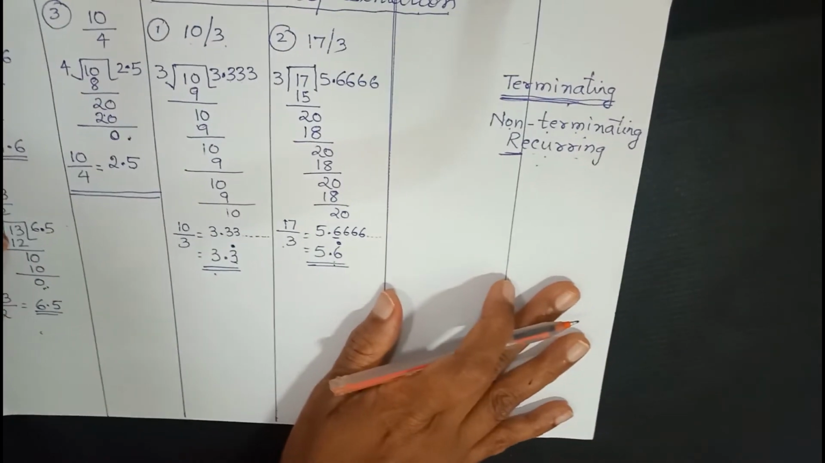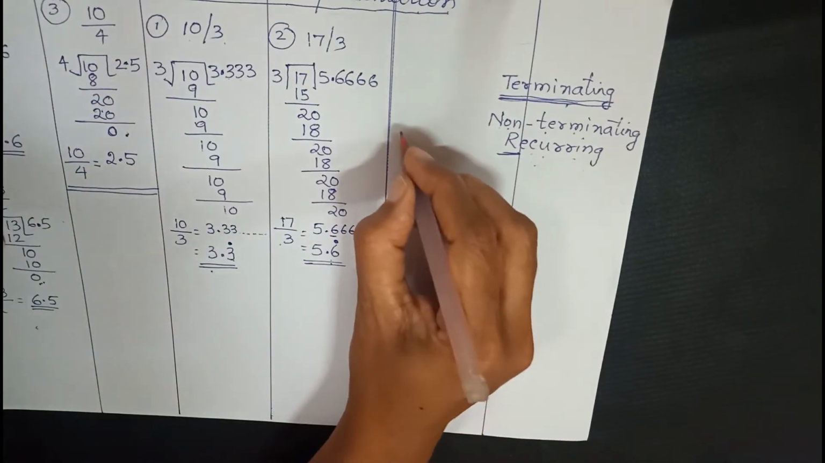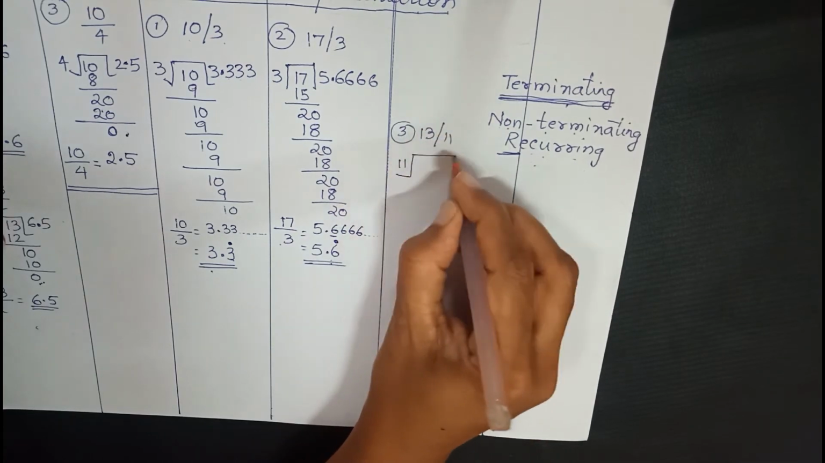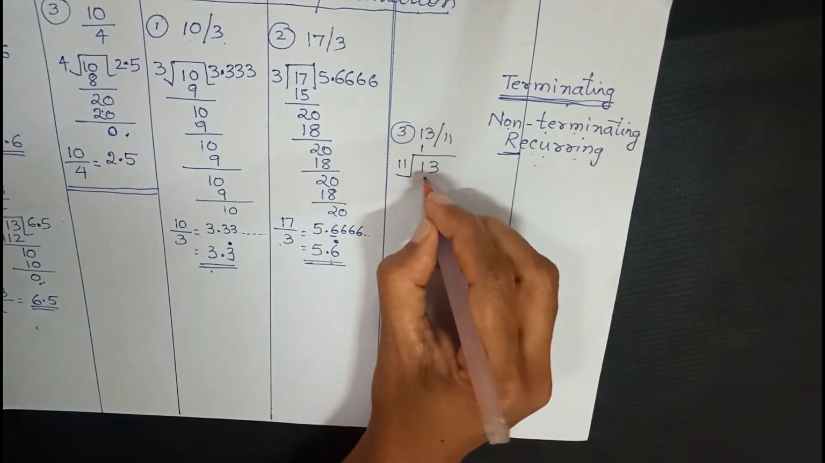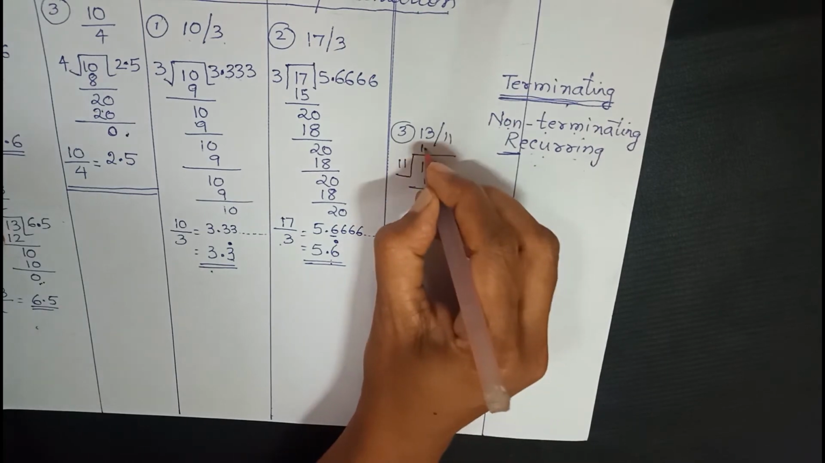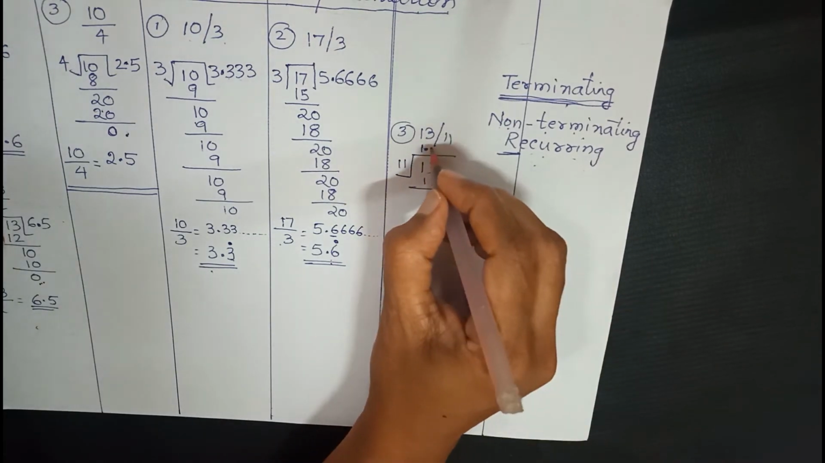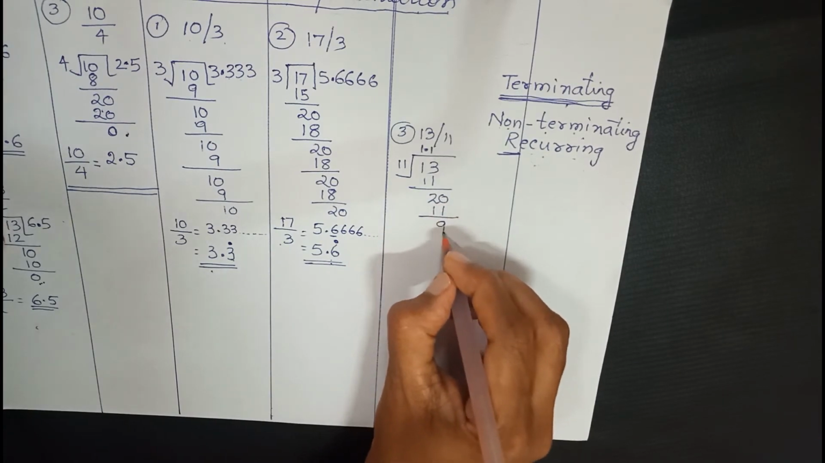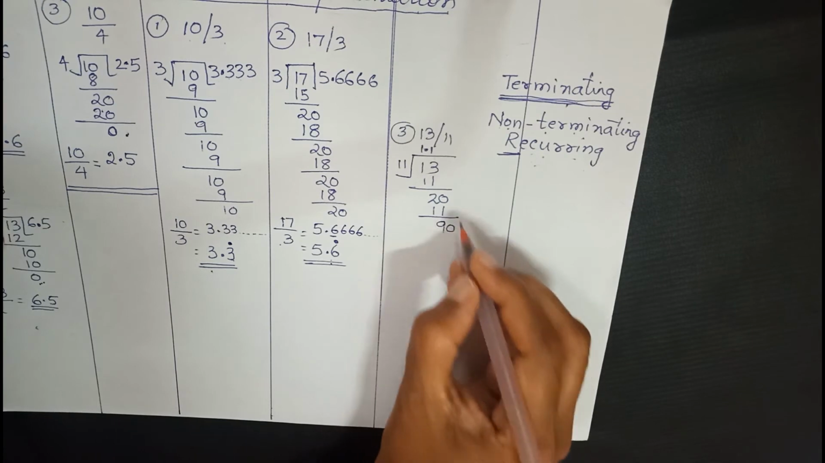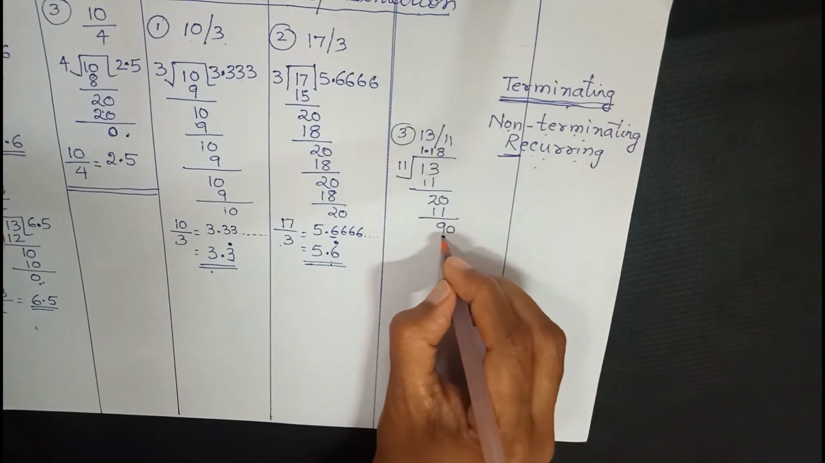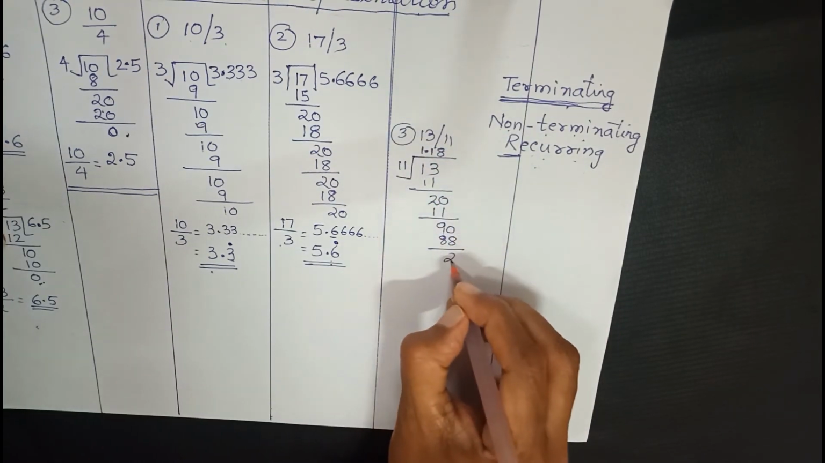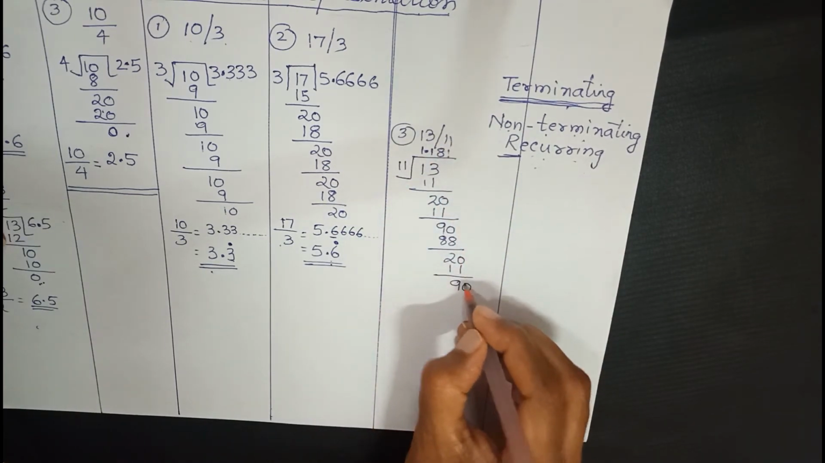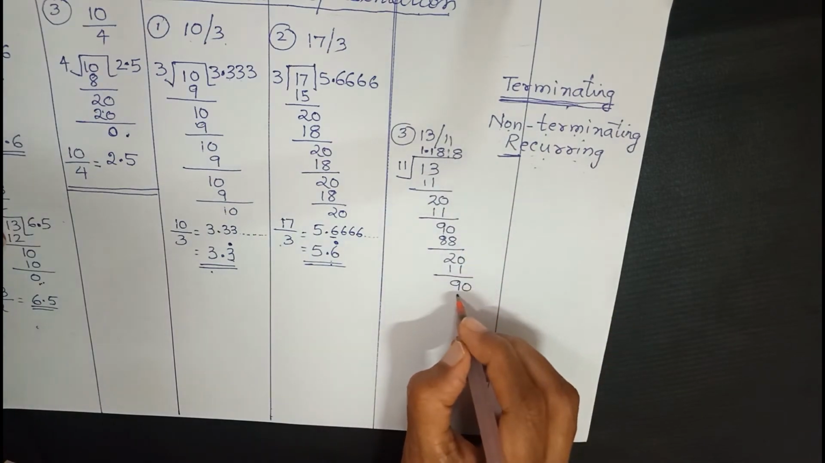Okay, let's take another example. 13 upon 11. So let us say I'm dividing 13 by 11. 11 ones are 11. I get 2. I put a point here. So again, 11 ones are 11. Now I got 9. Now again I put a 0. So 11 eights are 88. Again I get 2. So again I take 1. 9. So again 8. Again I get 88.